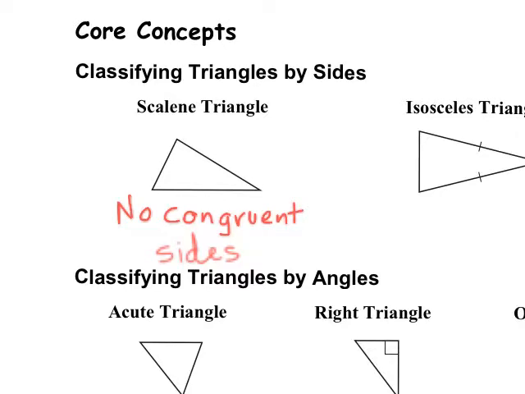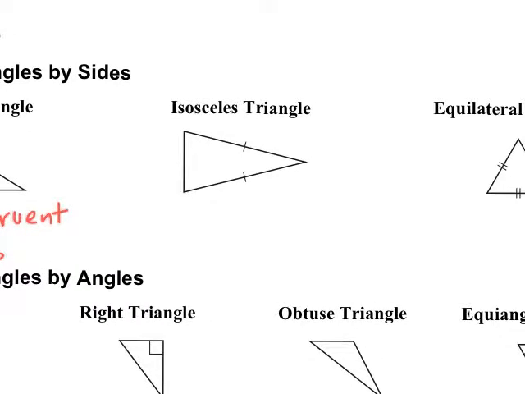So scalene triangles, no congruent sides. Isosceles triangles, okay? So isosceles triangles means they have to have at least two congruent sides. Okay, so two congruent sides.